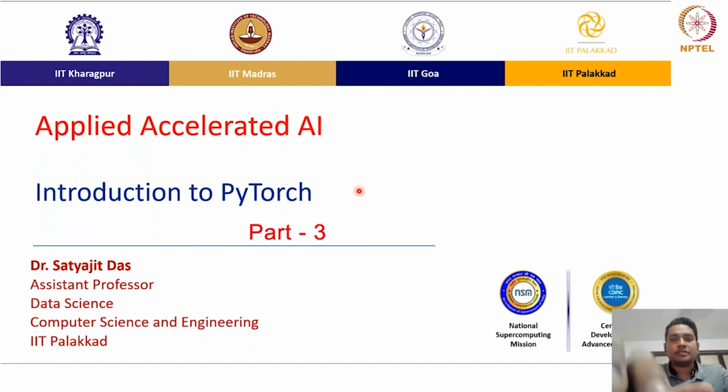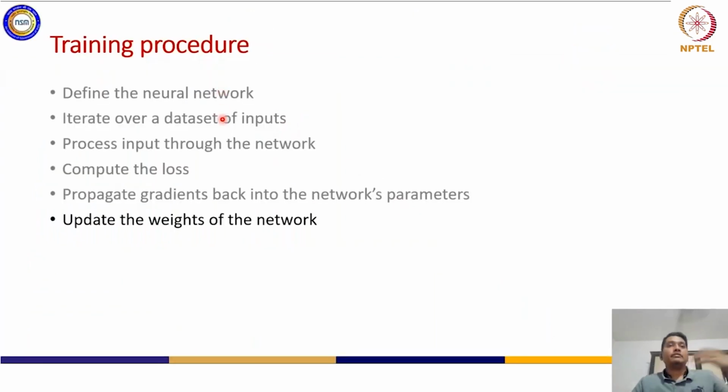So, if we just recap, first we have to define the neural network, then iterate over the data set of inputs, and then process the inputs through the network, because you have to do the forward pass. And then after the prediction output from the network, you need to compute the loss, and depending on that loss, you need to update the gradients for the parameters, and then you need to update the weights, and again you do the forward pass. So this is the entire pipeline that we talked about.